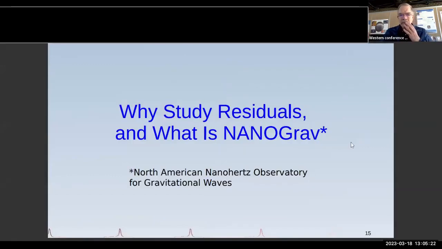So why study residuals, and what is this NANOGrav I mentioned? NANOGrav stands for North American Nanohertz Observatory for Gravitational Waves. There are other groups. Parkes has a similar group. Europe has a similar group where you can actually go and get data and study this. So I chose this one because, well, that's where my tax money goes.